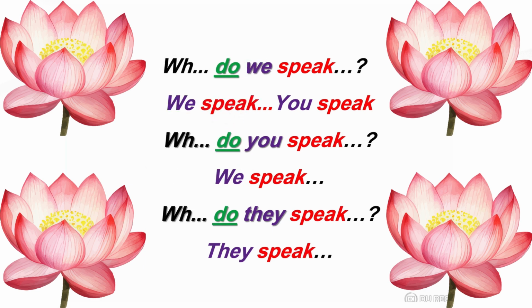In the plural form, we always have what or how or whatever WH word, plus do we speak. Why do we speak English? The answer: we speak English because. The second one, why do you speak English? And I'm speaking to a group of people. We speak English because this and this and this. And the last question, why do they speak English? They speak English because of this and this and this. So let's continue.